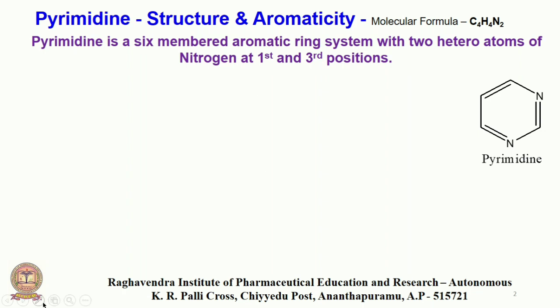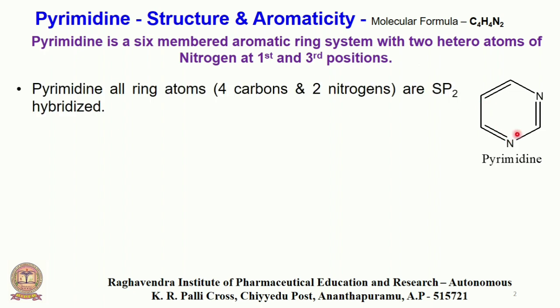The molecular formula of pyrimidine is C4H4N2. 4 carbons and 2 nitrogens are present in the pyrimidine ring system. In pyridine only one nitrogen is present, but in pyrimidine 2 nitrogens are present. These two are separated by 1 carbon atom, so each nitrogen is placed at the meta position. So pyrimidine is a 6-membered aromatic ring system with 2 nitrogen heteroatoms at the first and third positions.